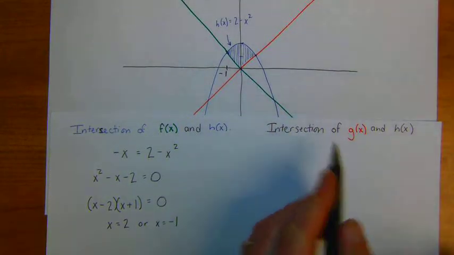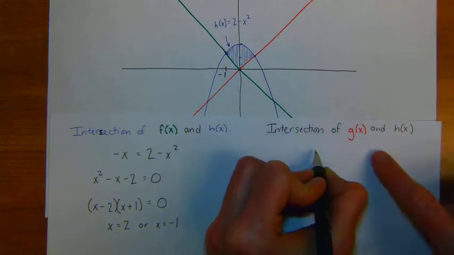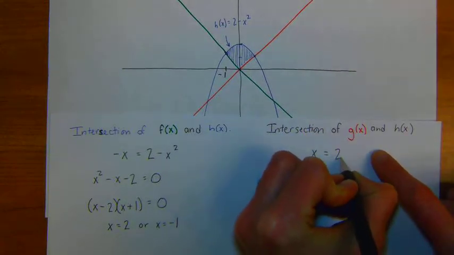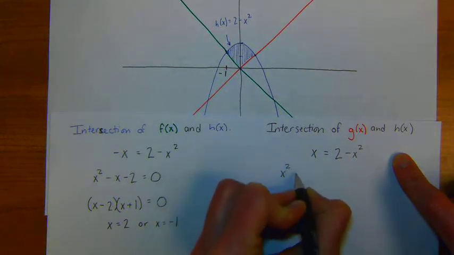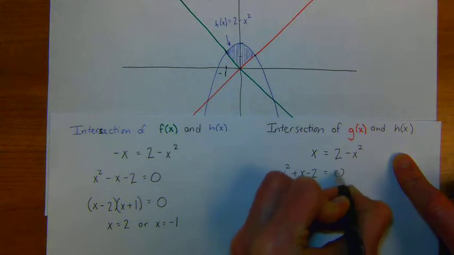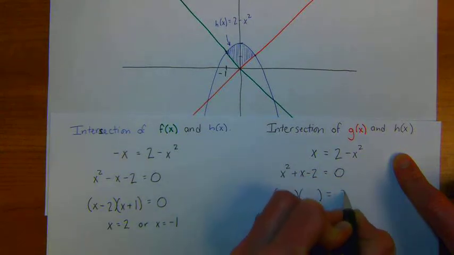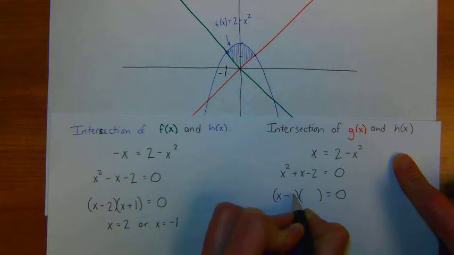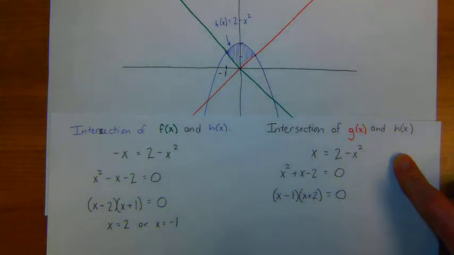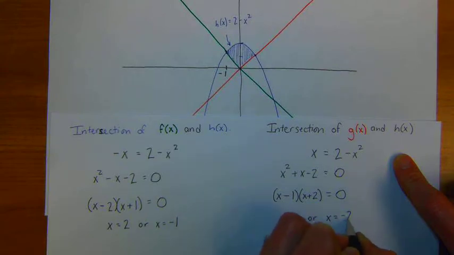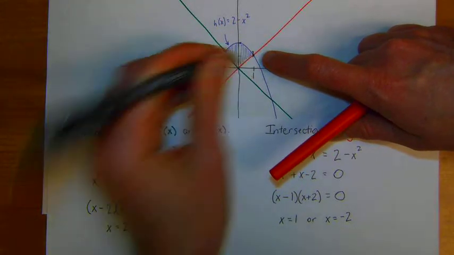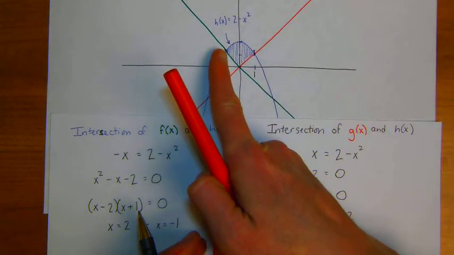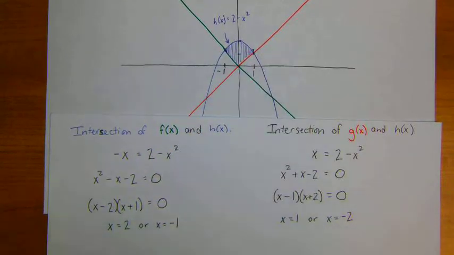It turns out this is a relatively straightforward computation. g of x is my function x, and h of x is 2 minus x squared. I add the x squared, I subtract 2. x squared plus x minus 2 has to be set equal to 0. My factorization looks very similar. I get x minus 1 times x plus 2, and I end up with solutions of x equals 1 or x equals -2, which graphically makes sense as well. You can notice by the symmetry of this figure that this intersection is at -1, and this intersection is at 1.